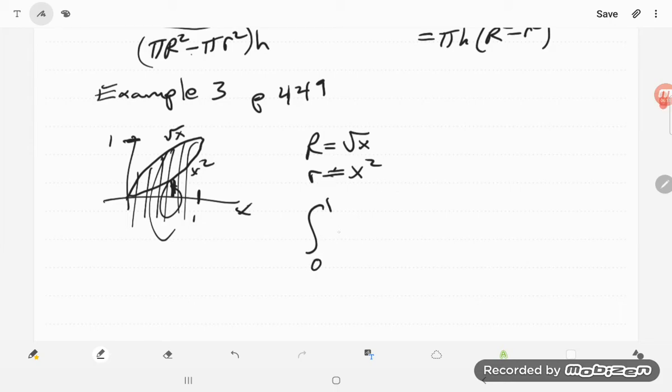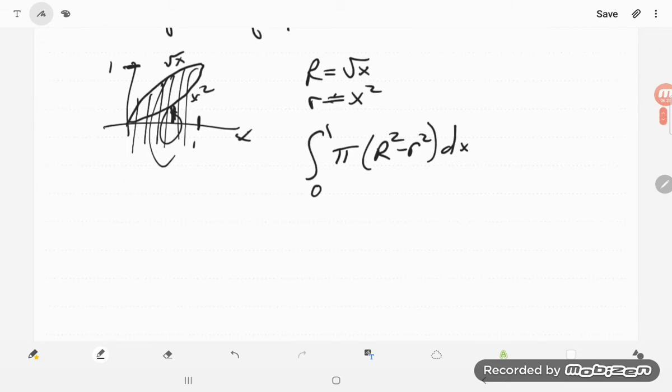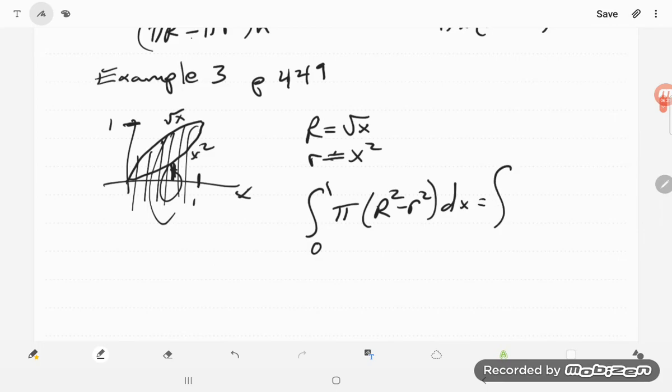And again, I could do it one of two ways. I could say, oh, this is pi, my big R squared minus little r squared dx. And, well, I'll put that here and say that that's the integral from 0 to 1 of pi times square root of x squared minus x squared squared dx.